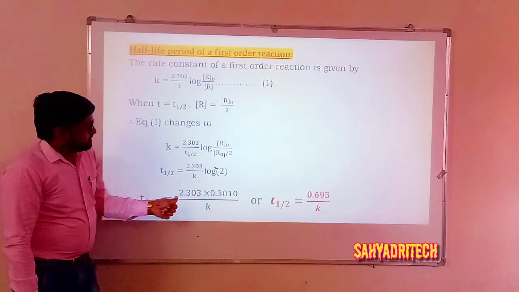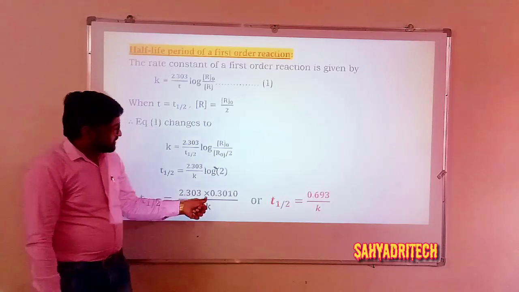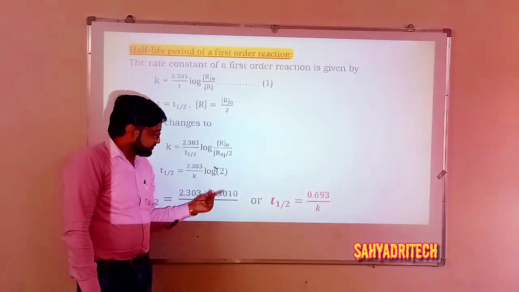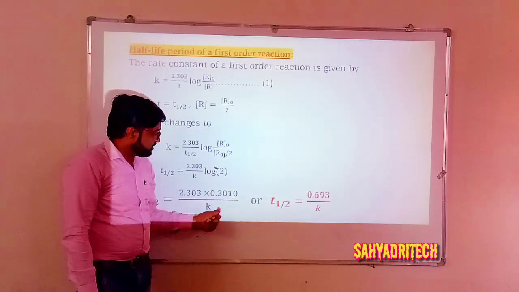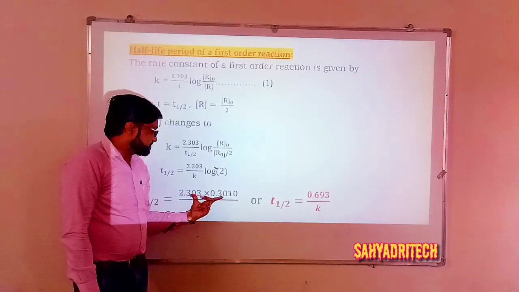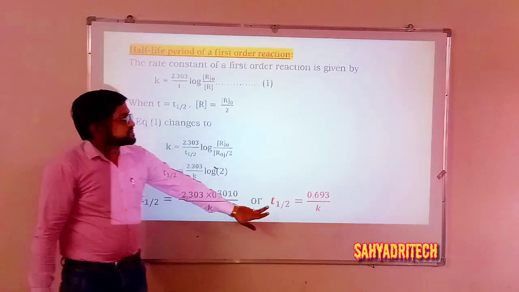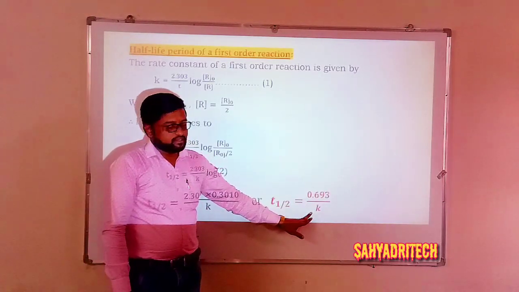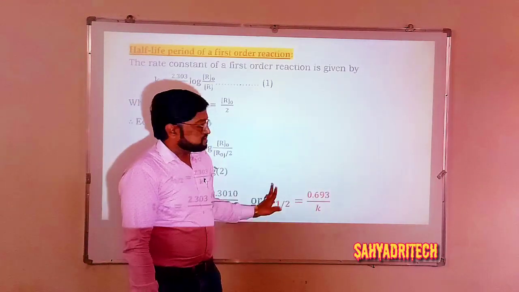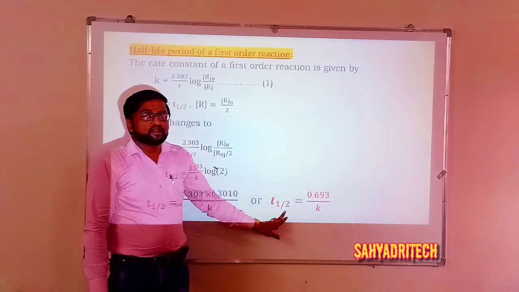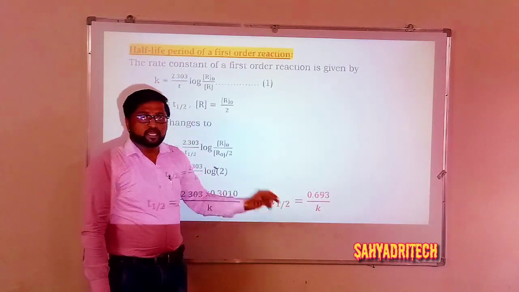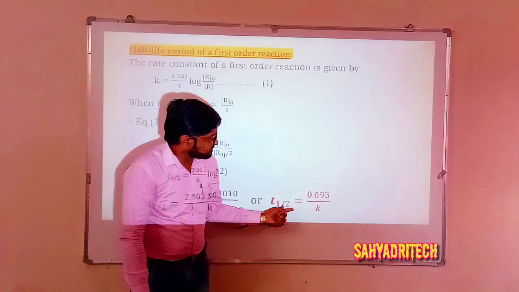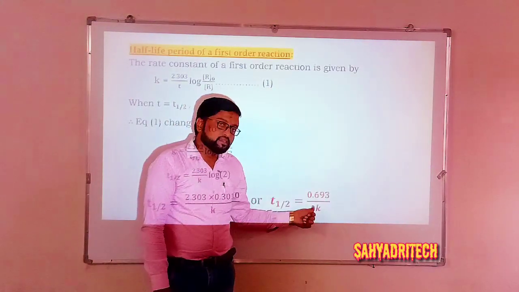So T half is equal to 2.303 into log 2, whose value is 0.3010, divided by K. If you simplify this, T half is equal to 0.693 divided by K. So it is an expression, that is, the half-life period of a first order reaction. T half is equal to 0.693 divided by K.